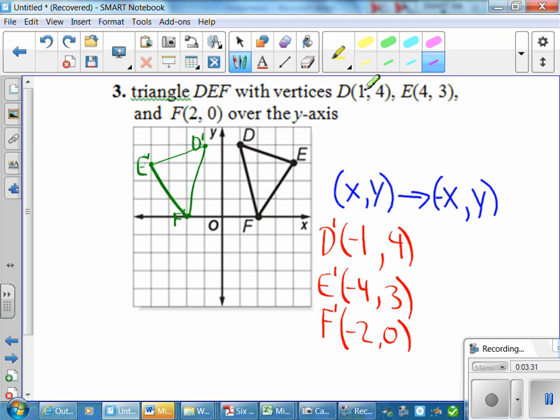Okay, once you've written down your new coordinates, you can see that the x's changed to negatives. And then you can also see that the y's stayed the same. 4, 4, 3, 3, and 0, 0. All right, go ahead and finish the rest of them and flip it over to the independent on your own, and you are done.